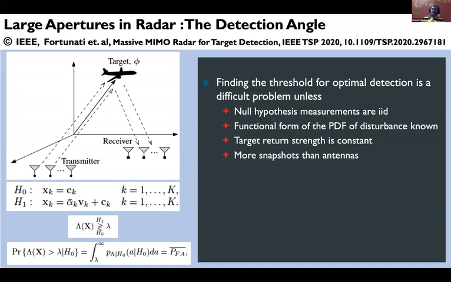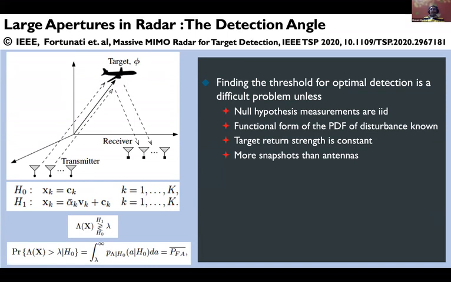So if I want to do this, I need to solve this integral equation here. And for that, we need the conditional probability of the test statistic under the null hypothesis. This is very difficult unless certain assumptions are made. All the measurements are assumed IID, which typically is not the case, because, for example, if it's ground clutter, it's the same object reflecting every snapshot, so it's not necessarily IID.